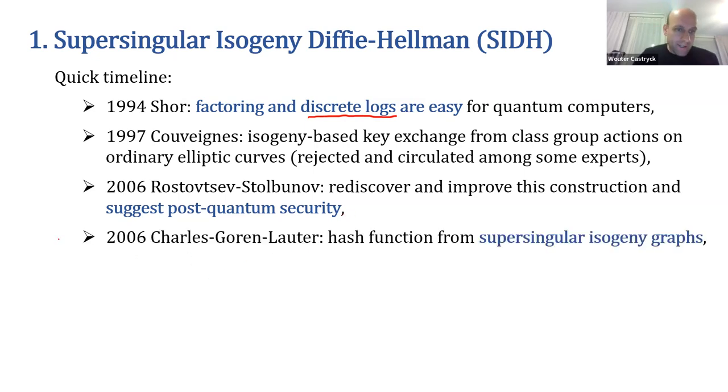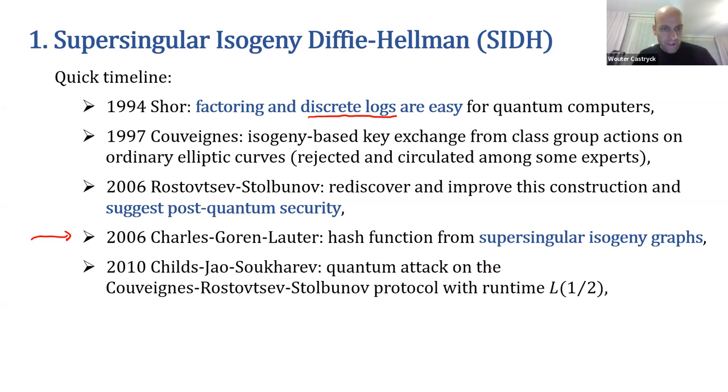A more visible start, I would say, for isogeny-based crypto was a hash function that was proposed by Charles, Goren and Lauter in the same year. And this is the first appearance of these supersingular isogeny graphs that I plotted on the previous slide. And then in 2010, and this is the direct provocation for the design of SIDH, is an attack by Childs, Jao, and Soukharev on the schemes by Couveignes and Rostovtsev and Stolbunov, which are of a really different type. But the attack runs in sub-exponential time. But you need a quantum computer. But nevertheless, this is an important result showing that these are kind of suboptimal.